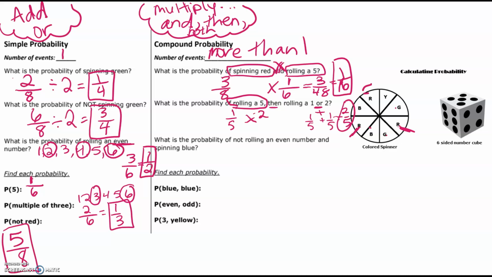So 2 out of 5. And now we multiply. 1 times 2 is 2. 5 times 5 is 25. So 2 out of 25 chances. I know that was a lot, so if you want to replay the video, you can definitely go back and replay that. But if you remember, 1 is 1 out of 6.